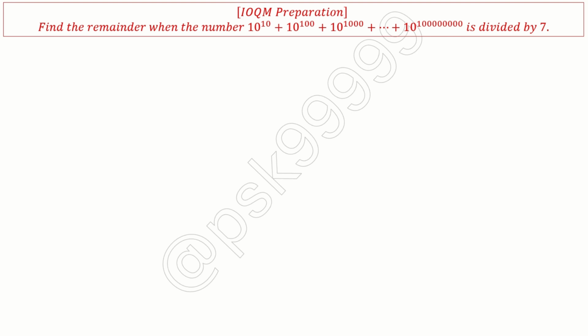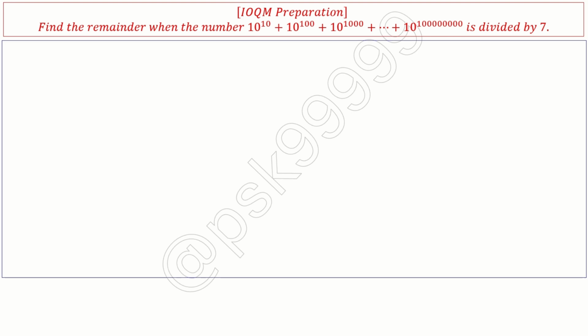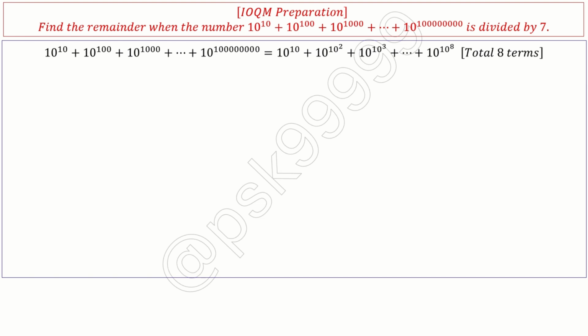So how to find this: first find a general number and then apply it for each term. How can we write this? 10 to the power of 10, 10 to the power of 10 square, 10 to the power of 10 cube, up to 10 to the power of 10 to the power of 8, and the addition of all these terms. If I find the remainder for 10 to the power of 10, then the rest is very easy. So 10 to the power of 10 is equal to 10 square whole to the power of 5. Why am I writing 10 square? I need to find the nearest number to the 7 table.